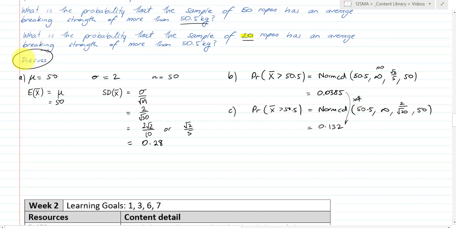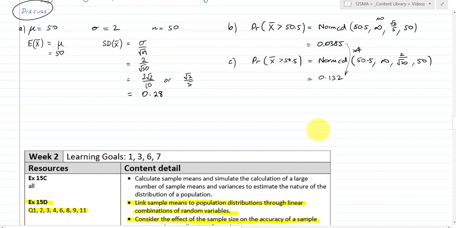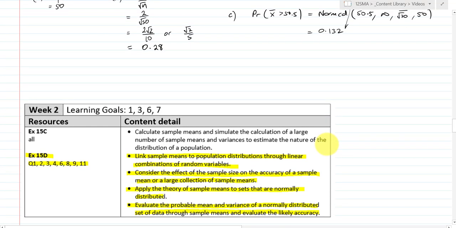The question then says discuss, and hopefully you can see from this example that as we increase our n, our sample size, our standard deviation comes in, it compresses the normal distribution, which means that our probability of being outside that range or inside will change, creating more accuracy in our estimations. So that's 15D. There are the questions you can do from 15D. All the best.